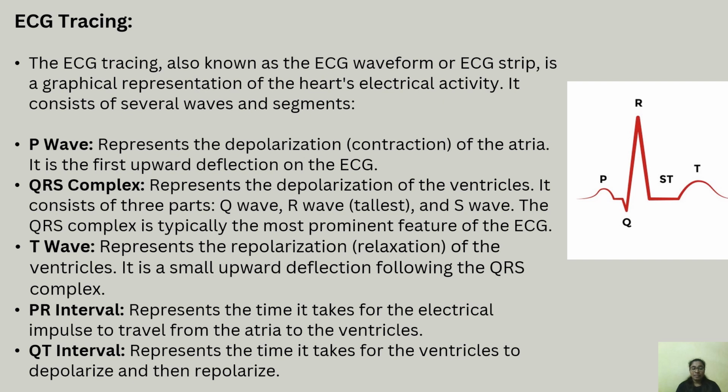Coming to the T wave, which represents the repolarization, that is, relaxation of the ventricles. It is a small upward deflection following the QRS complex. PR interval, which represents the time it takes for the electrical impulse to travel from the atria to the ventricles. QT interval, which represents the time it takes for the ventricles to depolarize and then repolarize.